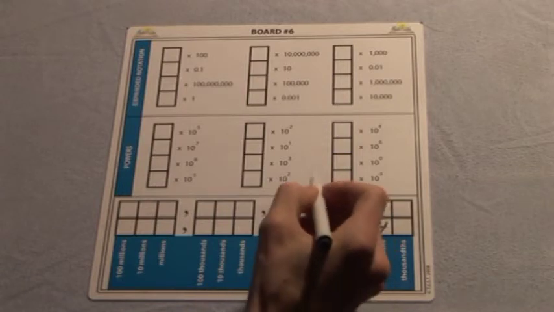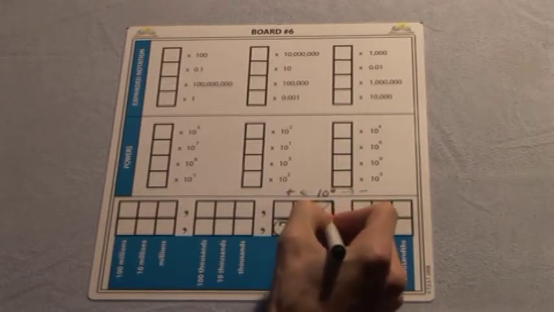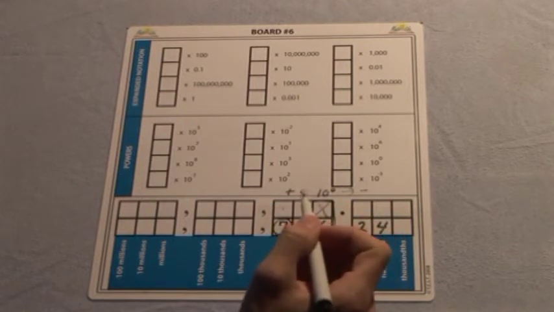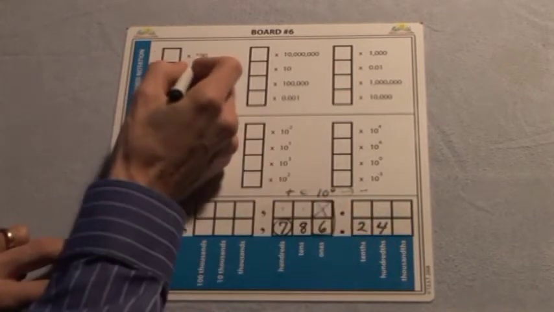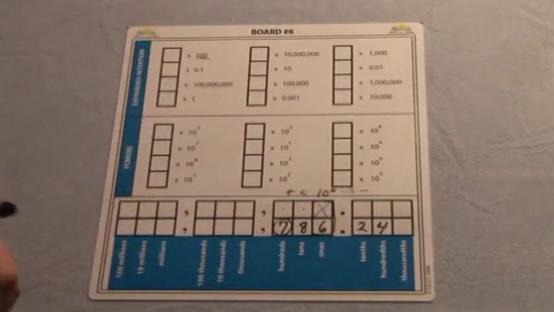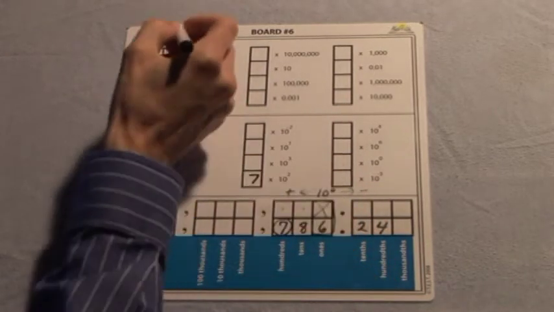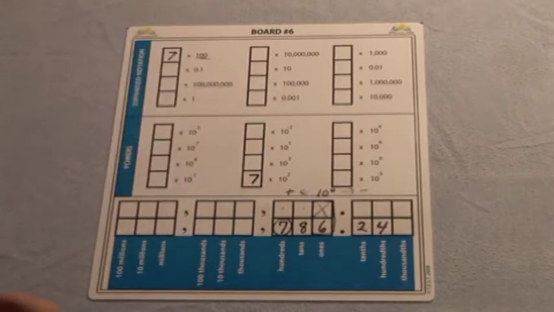So the first one is hundreds. We start here and we count over 2. So this hundreds place is 10 to the exponent 2. It can also be written as 100, as we see up here, and it has 2 zeros. So the number of zeros is equal to the exponent. So we're going to place a 7 here, and we're going to place a 7 here.